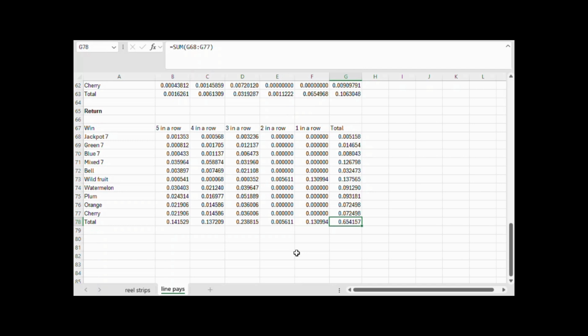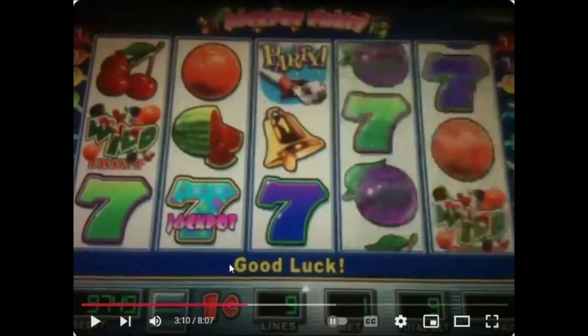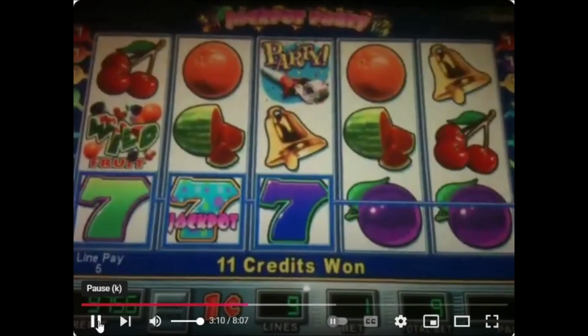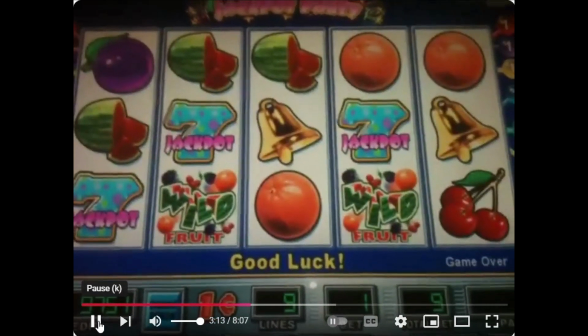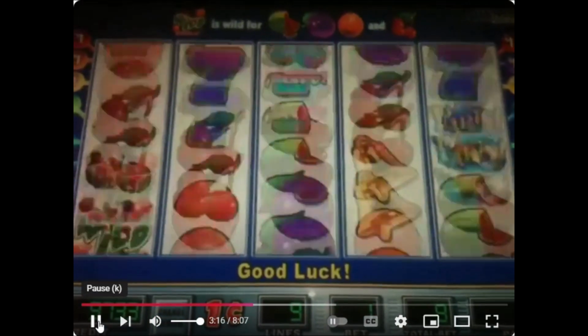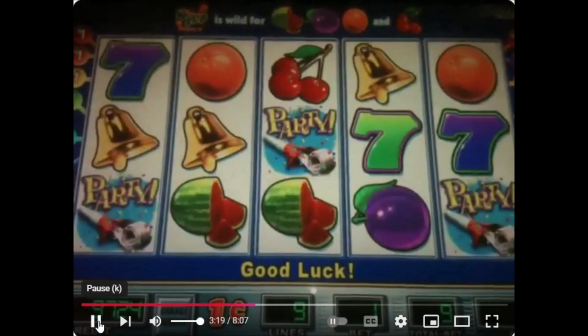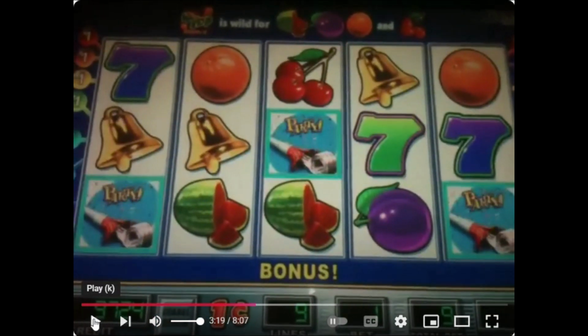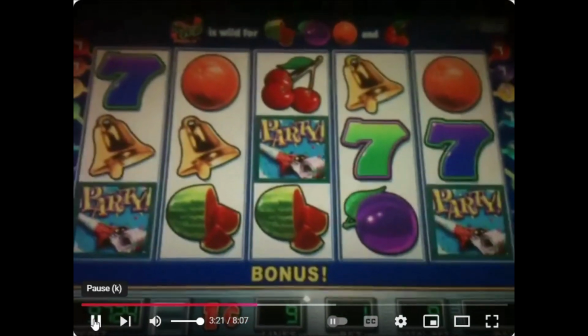Now, next let's analyze the bonus. Next, let's talk about the bonus. So first let's go over the rules of it. Okay, so in this spin here, you can see I got the party symbol on reels 1, 3, and 5. They only occur on those reels. And if you get the party symbol on all 3 of them, then you get to play the bonus. So let's move on.